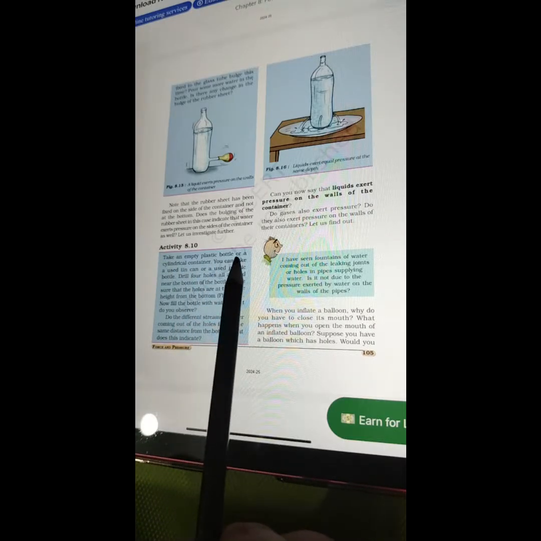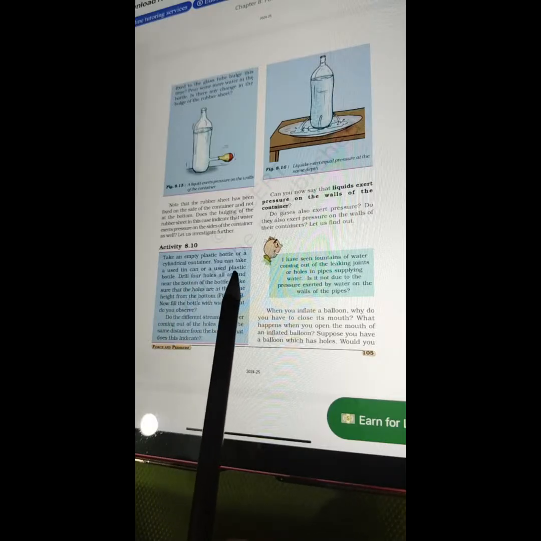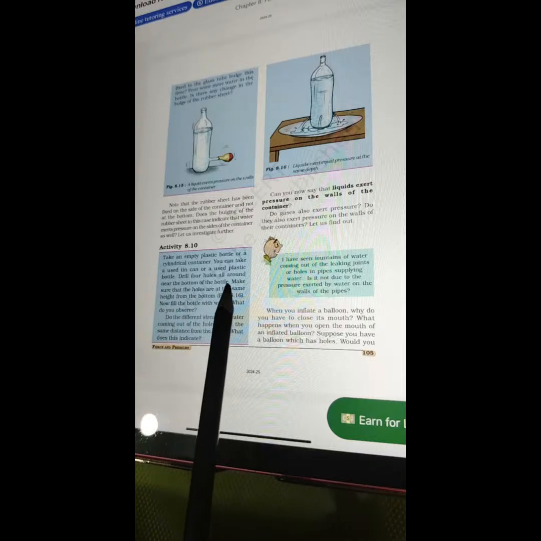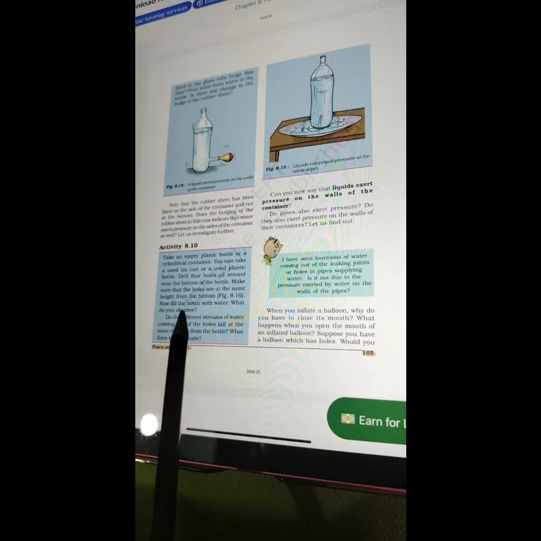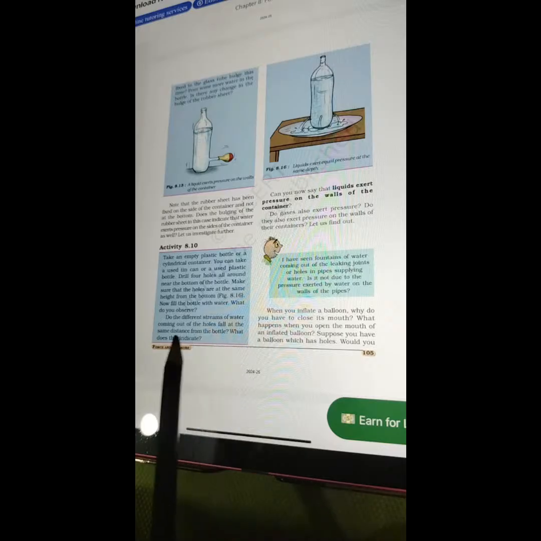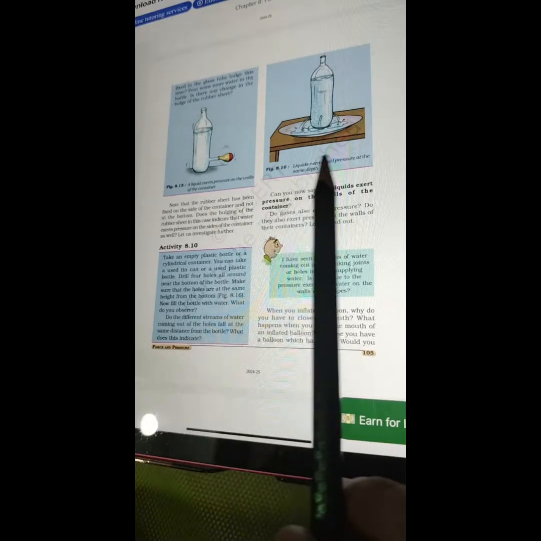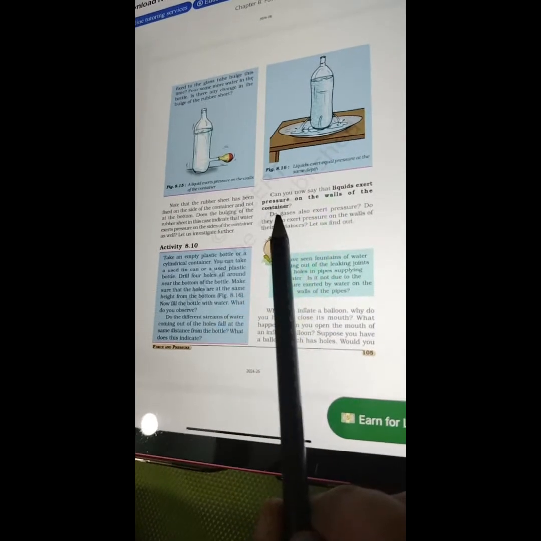Activity 8.10. Take an empty plastic bottle or a cylindrical container. You can take a used tin can or a used plastic bottle. Drill 4 holes all around near the bottom of the bottle. Make sure that the holes are at the same height from the bottom. Now fill the bottle with water. What do you observe? Do the different streams of water coming out of the holes fall at the same distance from the bottle? What does this indicate? Can you now say that liquids exert pressure on the walls of the container?